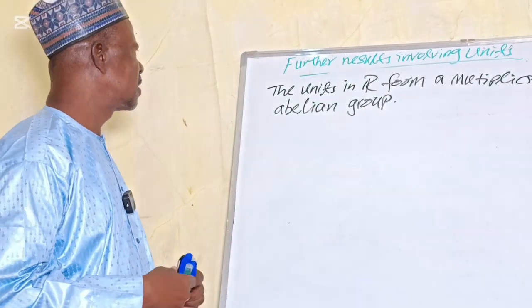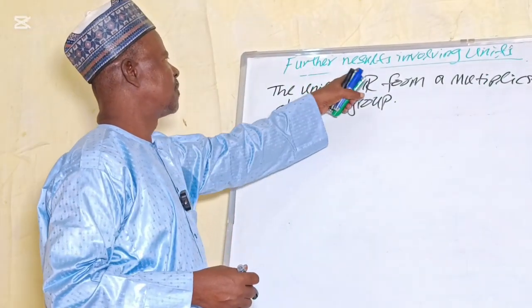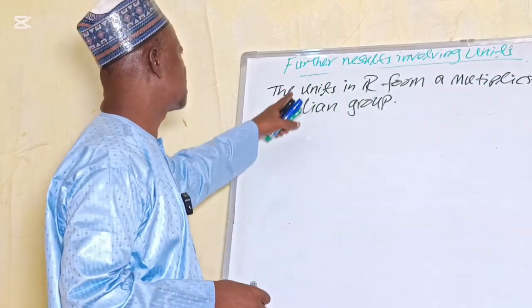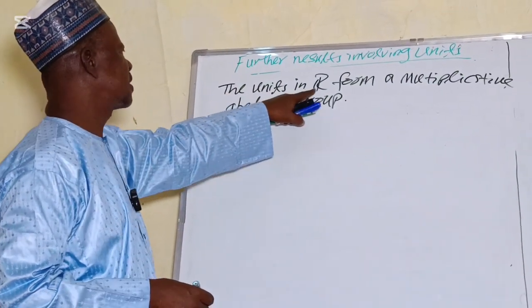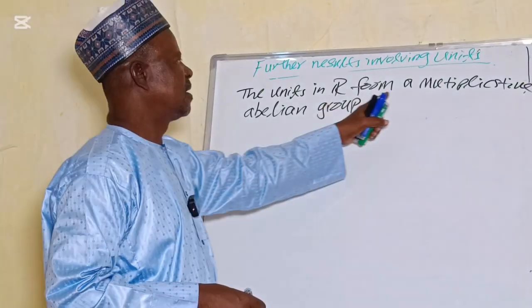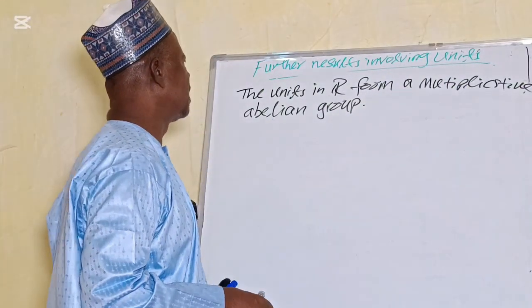Okay, viewers, as I said, we are going to explore further results involving units, and in this case, we are going to show that the units in R form a multiplicative abelian group.